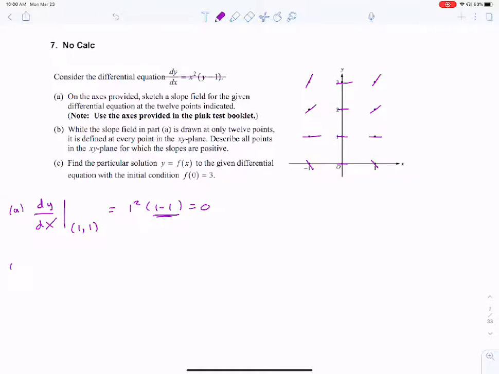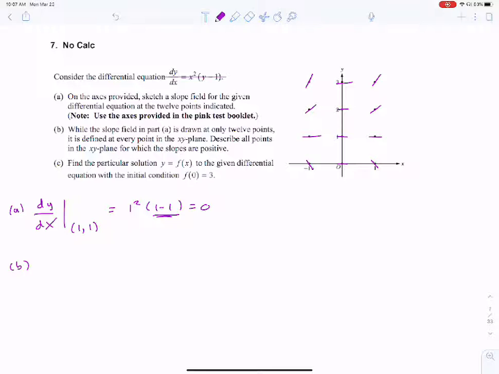Let's go on to part B. While the slope field in part A is drawn as only 12 points, describe all the points that are positive. So they're asking us basically, even though we're only looking at a small section of this, where is this thing positive? I think you guys would agree, looking at the patterns we saw, it's going to be positive.